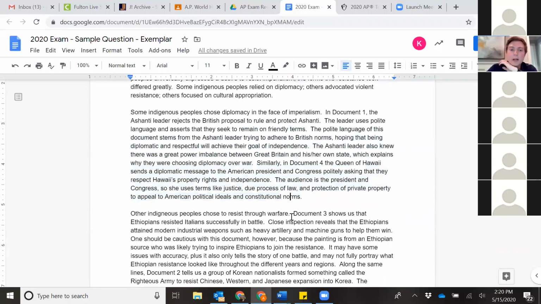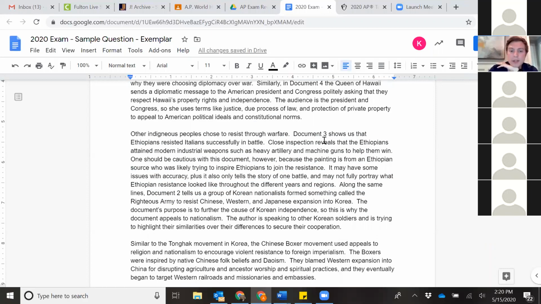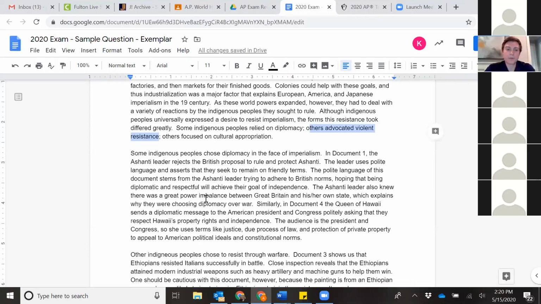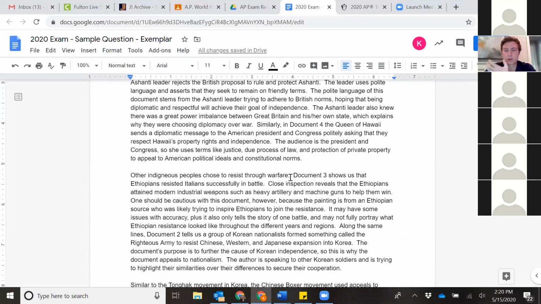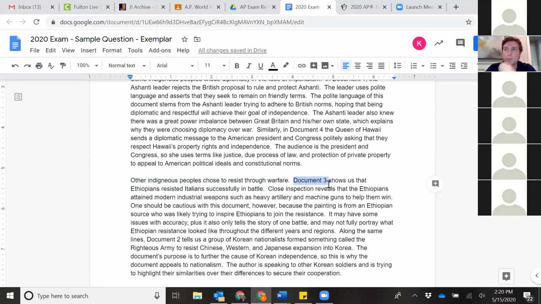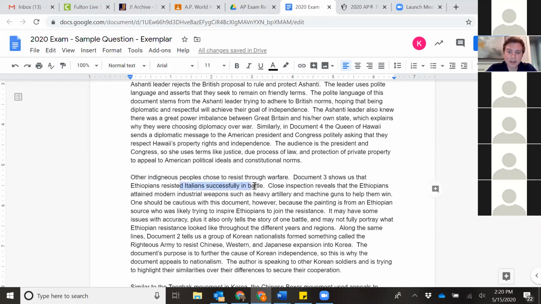So now the next part in my essay was that sometimes instead of peace, they advocated violent resistance. So now I'm going to have a violence paragraph. Other indigenous peoples chose to resist through warfare. So I grouped documents 2 and 3 together, just trying to bring up the fact that they're resorting to war. Document 3 shows us the Ethiopians resisted Italians in battle. Close inspection of the painting reveals that the Ethiopians attained modern weapons, such as heavy artillery and machine guns, to help them win. Okay, that's it.